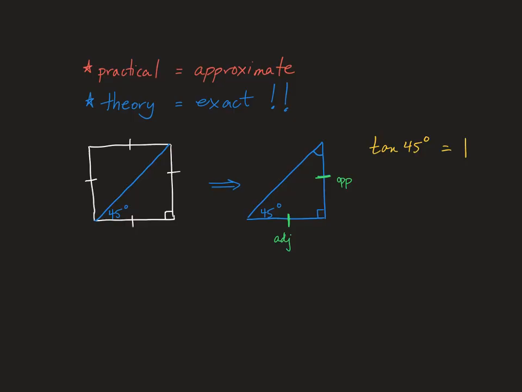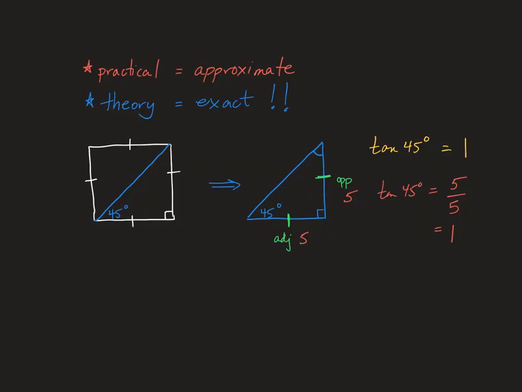Now, maybe we have to go one step further and say, well, let's put some dimensions on those. So pick any number you want. Let's say my opposite side had a length of 5. Well, my adjacent side would then also have to have a length of 5. And therefore, when I calculate the tan of 45 degrees, it has to be opposite over adjacent, and there's my value of 1.